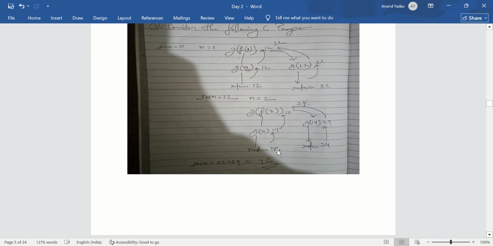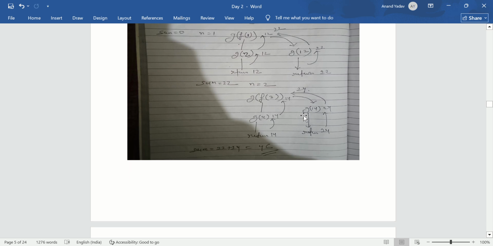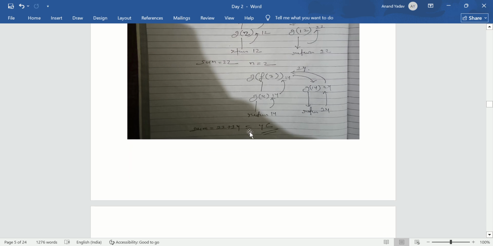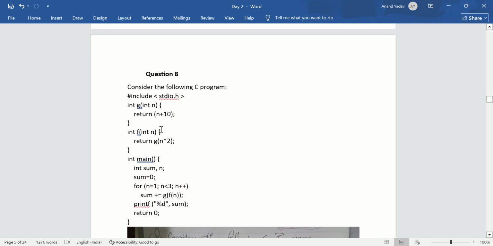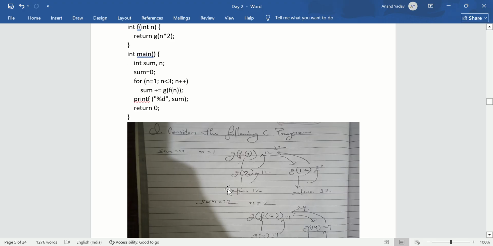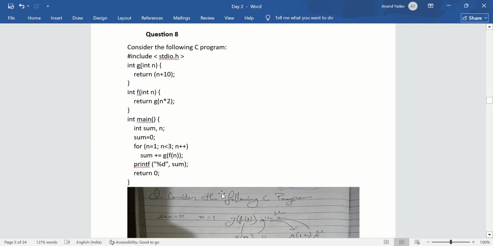Here N is equal to 2, on N is equal to 2 it will calculate 24, and then it will add on the previous sum, then it will go up to 46. So answer is 46. This code performs this operation and the sum value will be calculated as 46. In this way I solve this question.